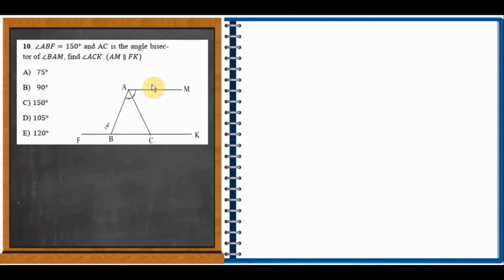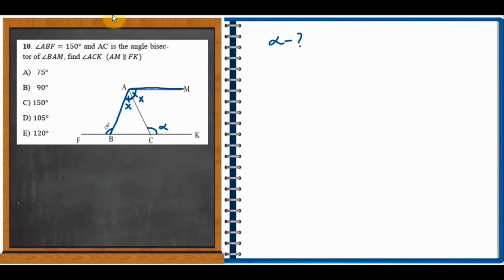Number 10. In number 10, we see a triangle. Here, angle ABF is 180 degrees. It's external angle of triangle. And AC is angle bisector of BAM angle. So here is BAM, and AC is angle bisector of that angle. We must find ACK. So before finding ACK, let's show them as X, X. Now, what we are looking for is angle ACK. So it's, let's say, alpha. We need to find alpha here.